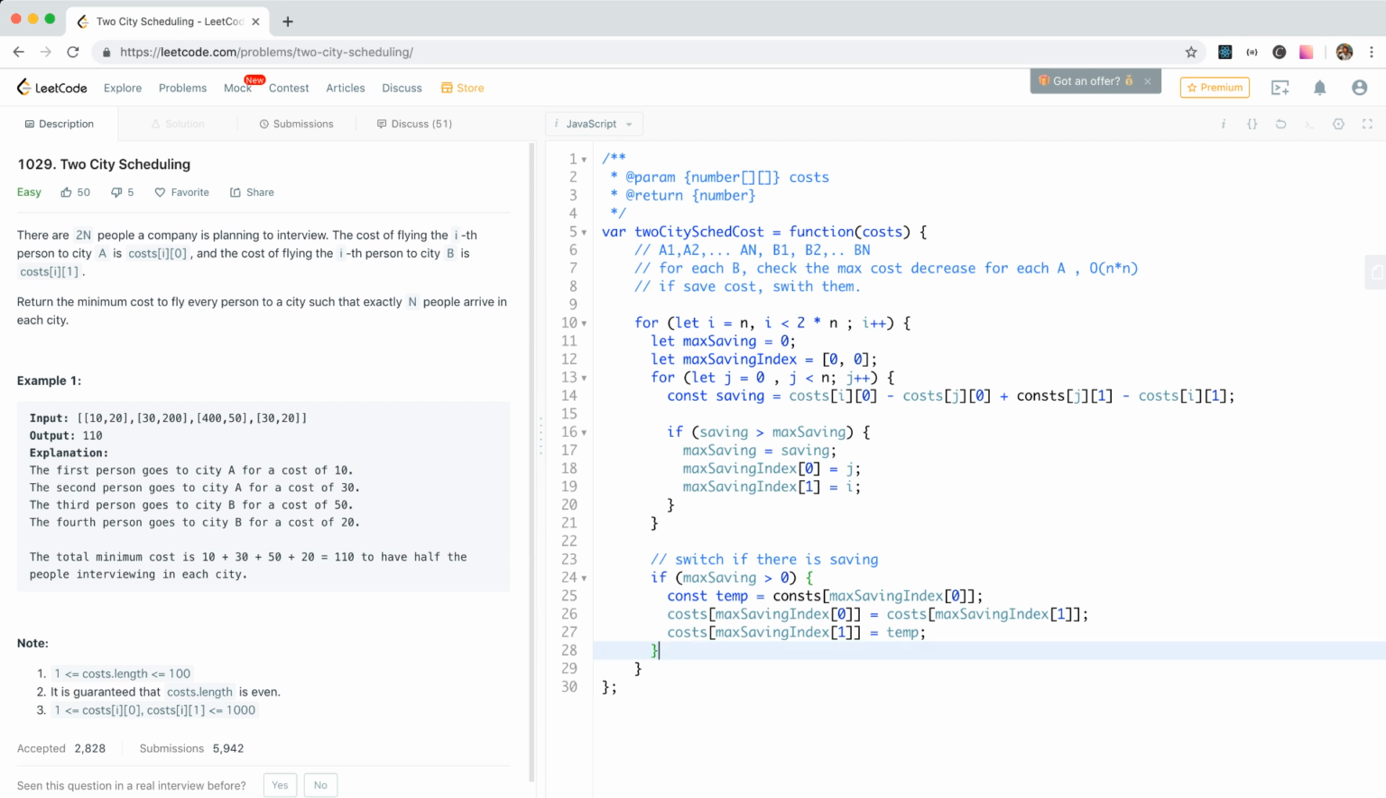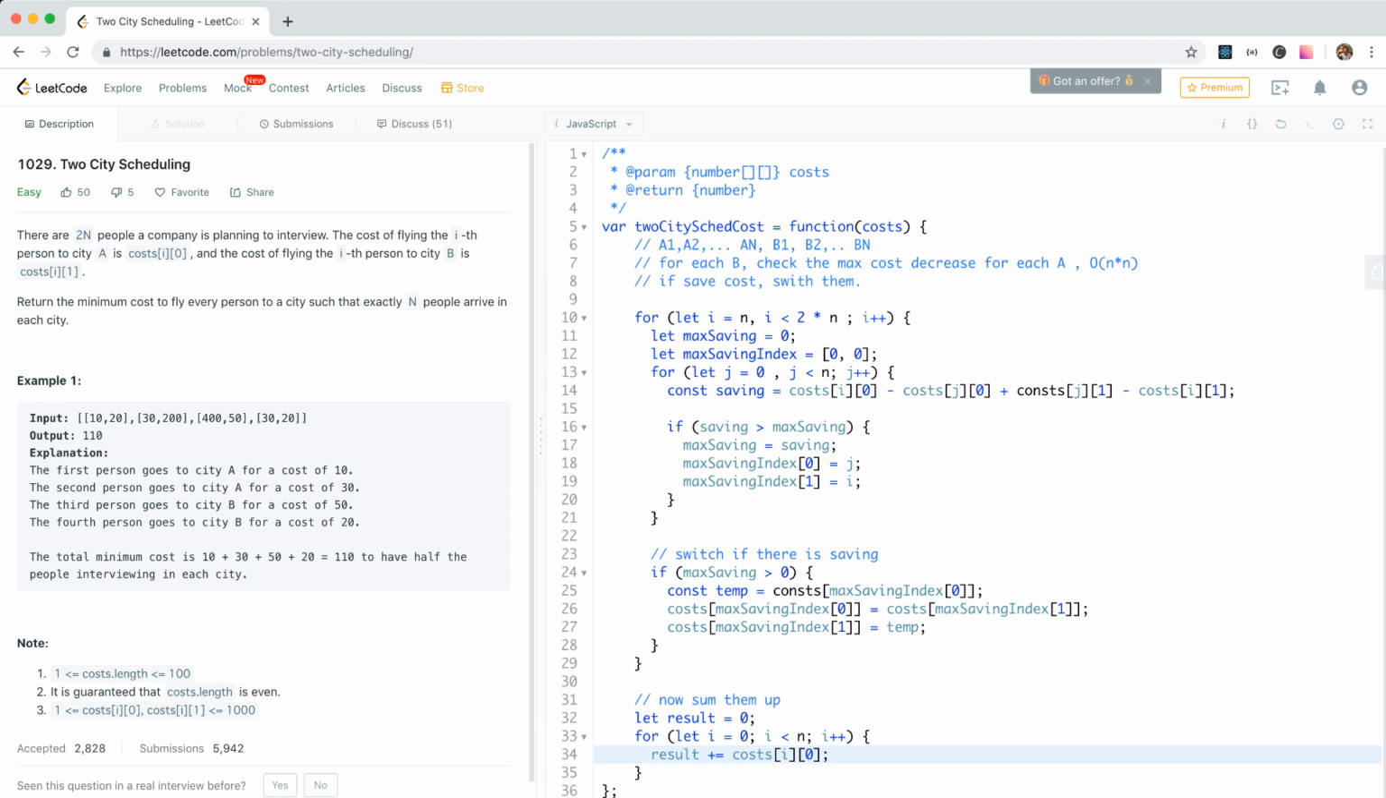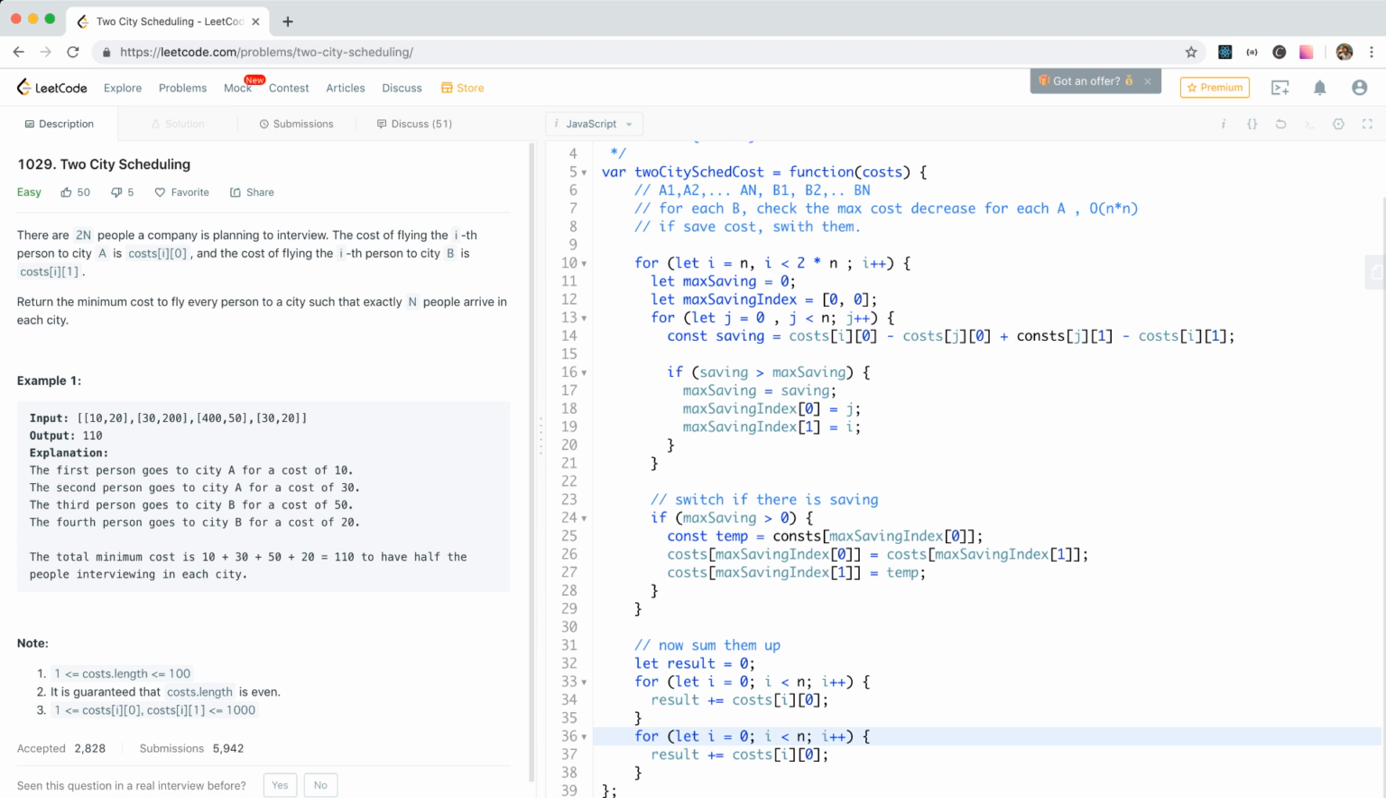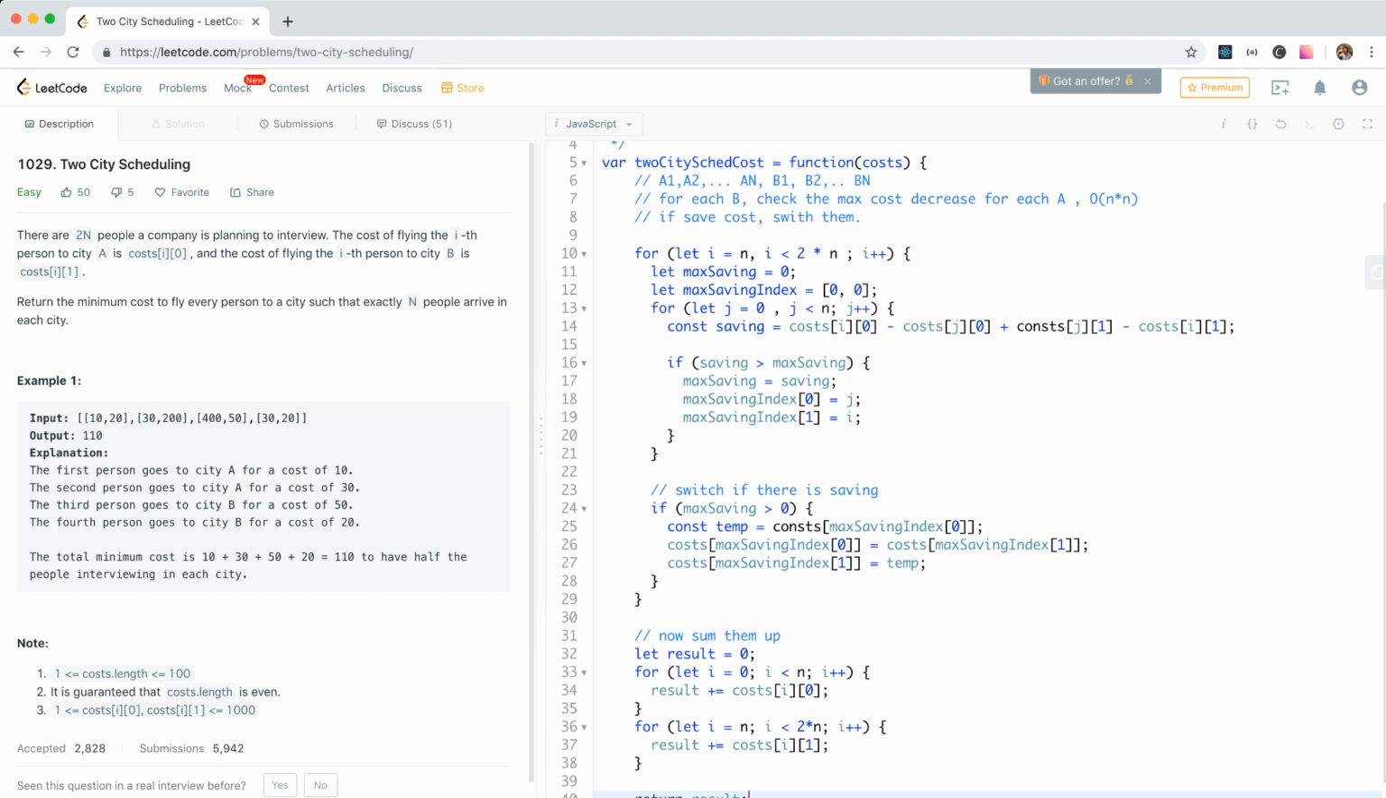Okay, after we've done all this, now sum them up. Let result equal 0. For let i equals 0, i smaller than n, i plus plus, result plus equals costs i 0. Then for let i equals n plus 1, up to 2 times n, result plus equals costs i 1. Return result. I think it should work.